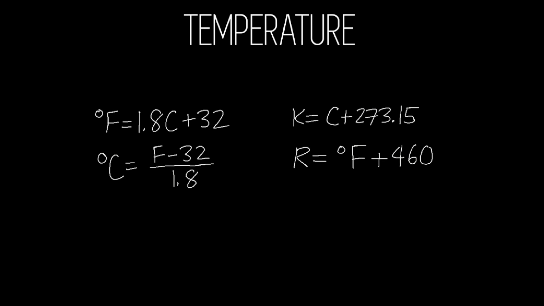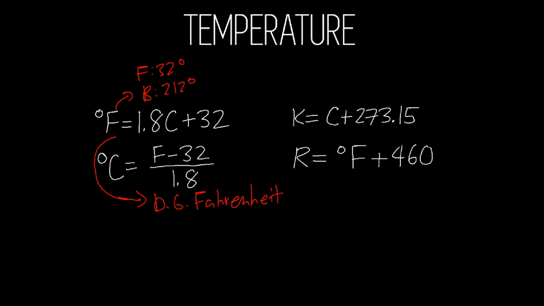Next, we have the Fahrenheit scale. It is based on 32 degrees. So I'm just going to write it again, 32 degrees for the freezing point, Fahrenheit, and 212 degrees Fahrenheit for the boiling point of water. This scale was invented by German physicist Daniel Gabriel Fahrenheit, which uses an interval divided into 180 parts.